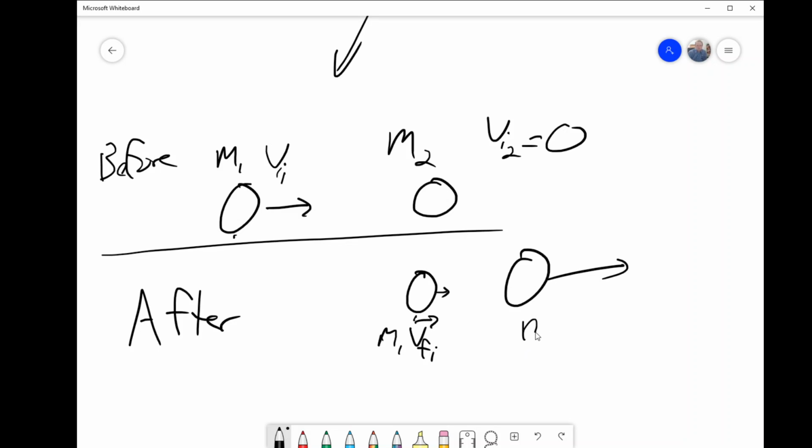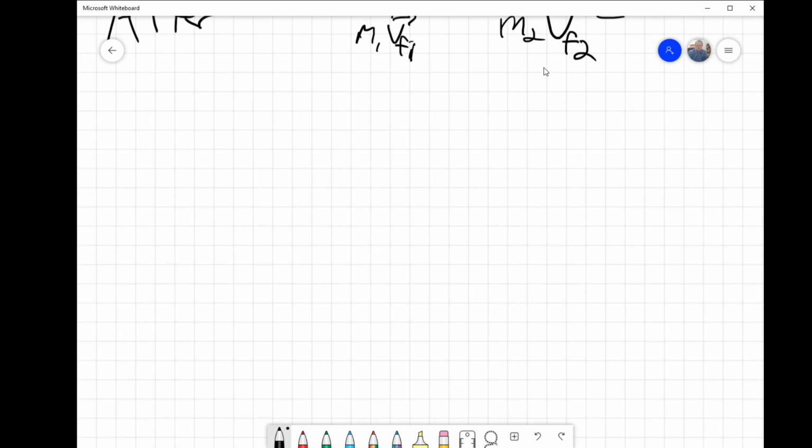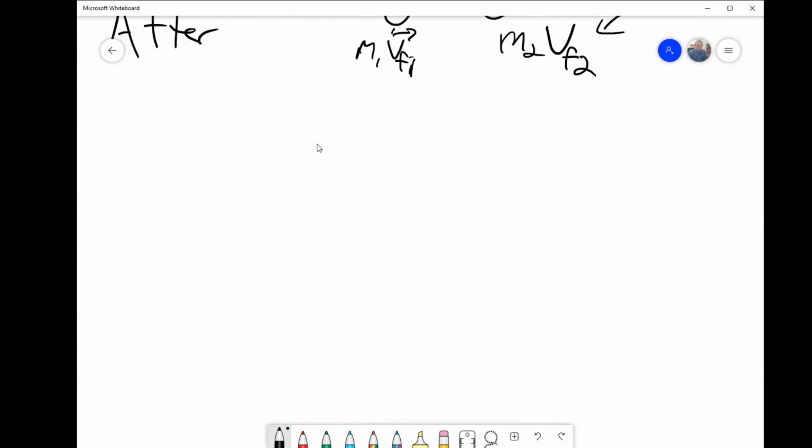And then you could figure out the final momentum of the second ball. And if you are given the mass of that second ball, you can continue on to find its velocity. And the way we do that is by knowing that momentum is conserved.